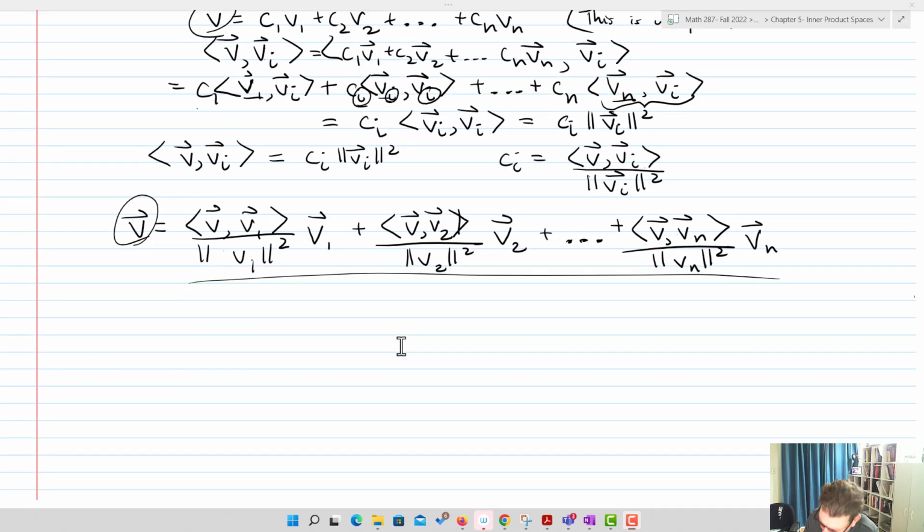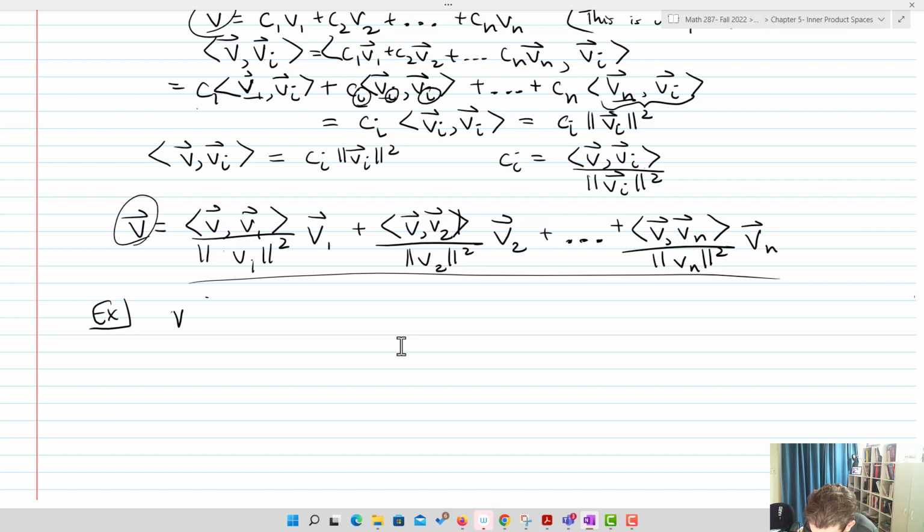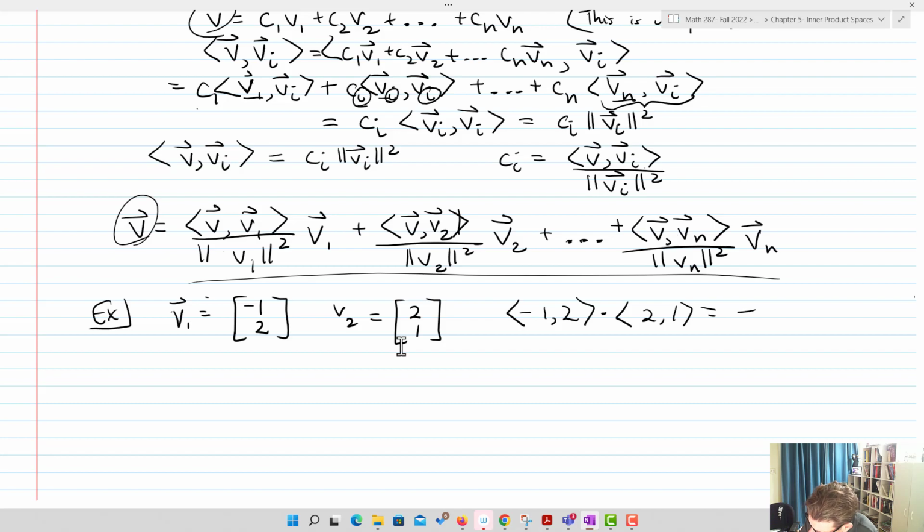So let's take an example to see what this looks like. Let's say, for example, that we have the orthogonal basis V1 equals (-1, 2) and V2 equals (2, 1). We'll prove that in fact is orthogonal. We've got (-1, 2) dotted with (2, 1) equals -2 plus 2, and that equals 0. Before, you had to find the change of basis matrix, blah, blah, blah, which is not so bad, but this is going to make things a little bit easier.